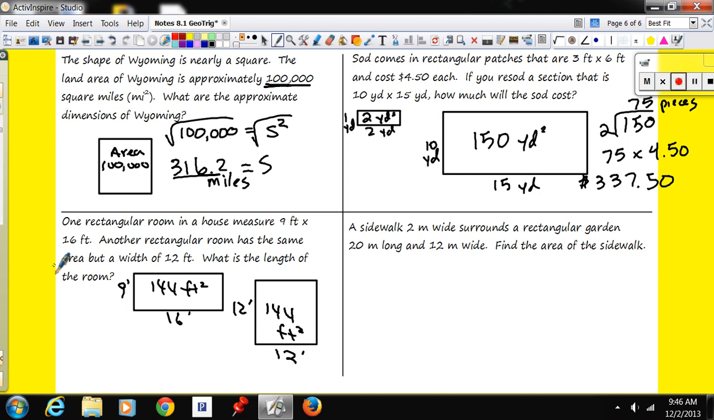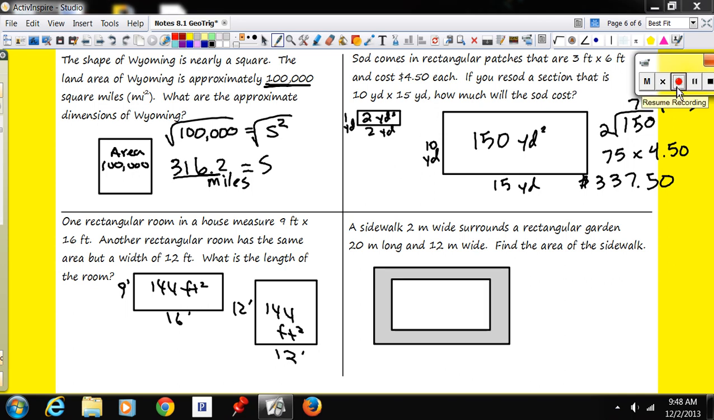Okay, last one, a little challenging. I want you to see if you can draw a picture of that. I'll give you a couple minutes, see if you can draw a picture. The sidewalk is all 2 meters. Just around the whole, this is 2 meters from here to here. This is 2 meters, this is 2 meters, that's 2 meters. This is 20 meters. And this piece is 12 meters. So from here to here is 12, from here to here is 20.